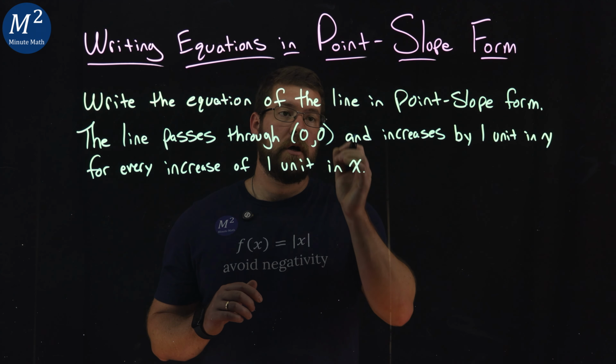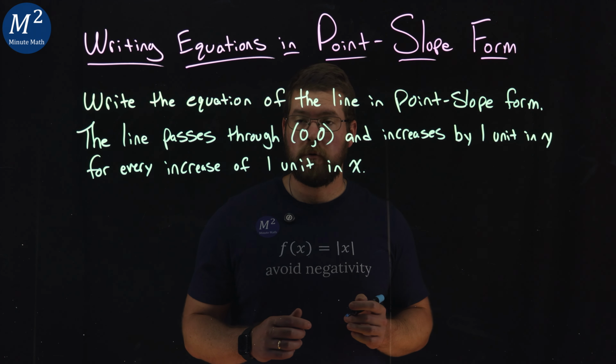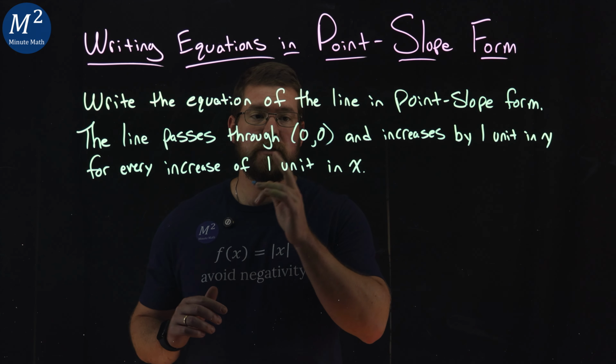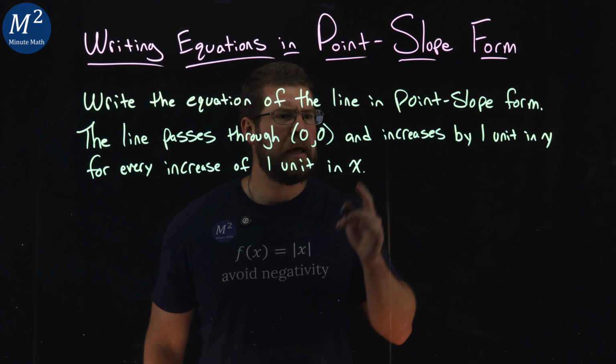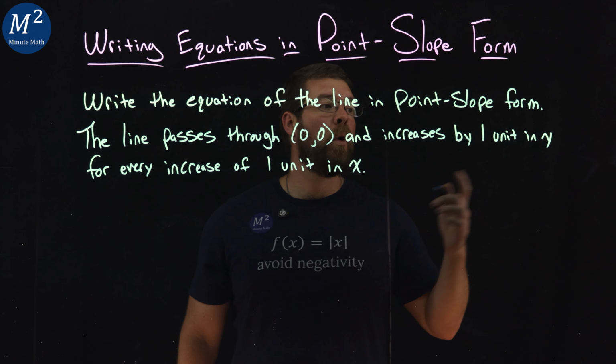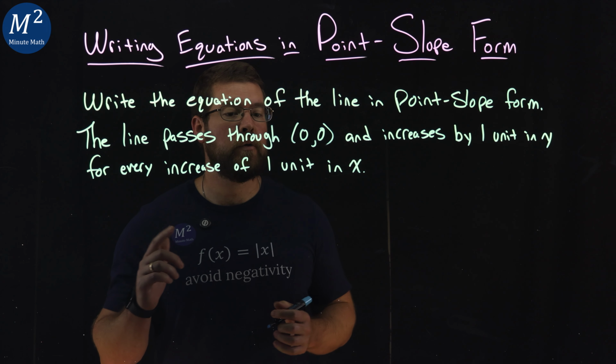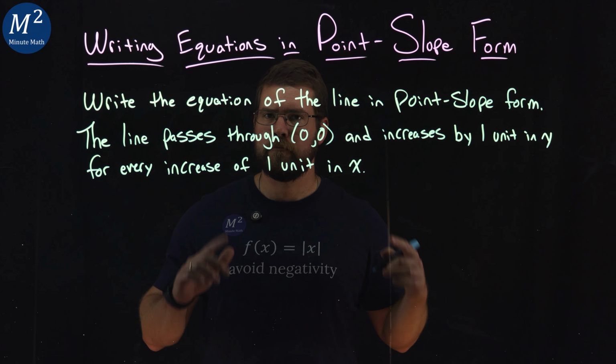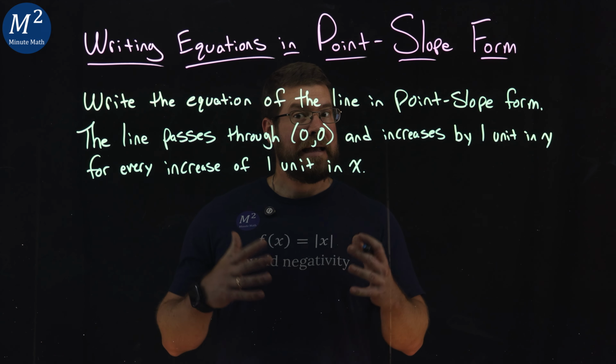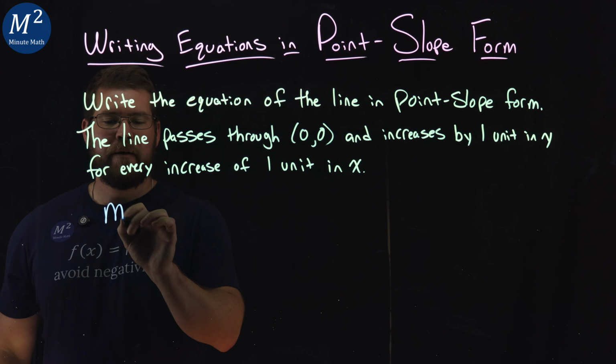Write the equation of the line in point-slope form. The line passes through 0, 0, and increases by 1 unit in y for every increase of 1 unit in x. All right, we first want to get our slope, our m value.